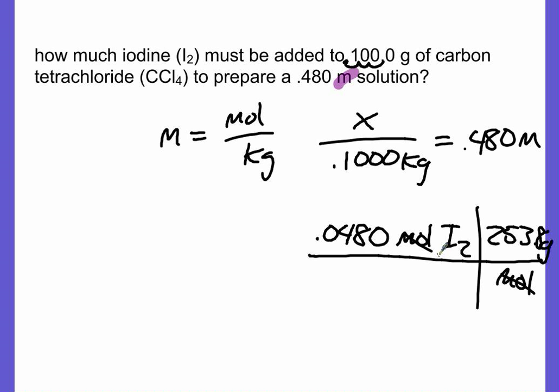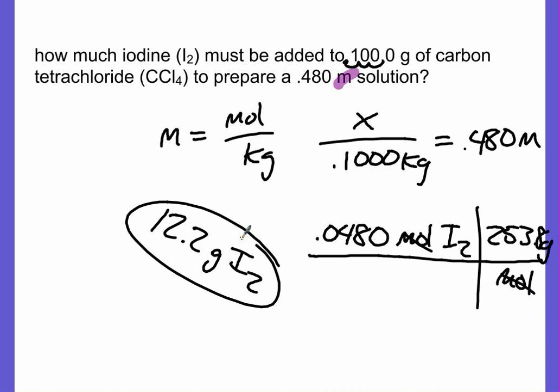So 0.0480 times 253.8 is going to be equal to 12.2 grams of iodine. So again, considering I wasn't very specific with this question, maybe you could have just stopped with the moles. But I still want you to know how to change moles into grams. So I just went ahead and finished that off. But now that you have your examples in your notes, you should be able to work with those and finish the worksheet you have for class today. So good luck with that.